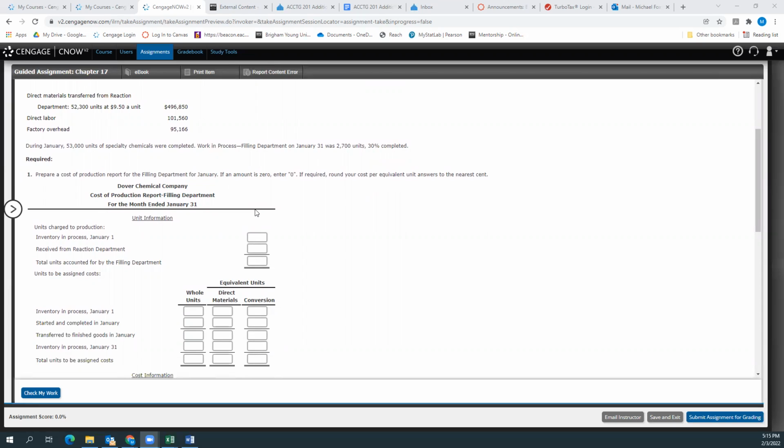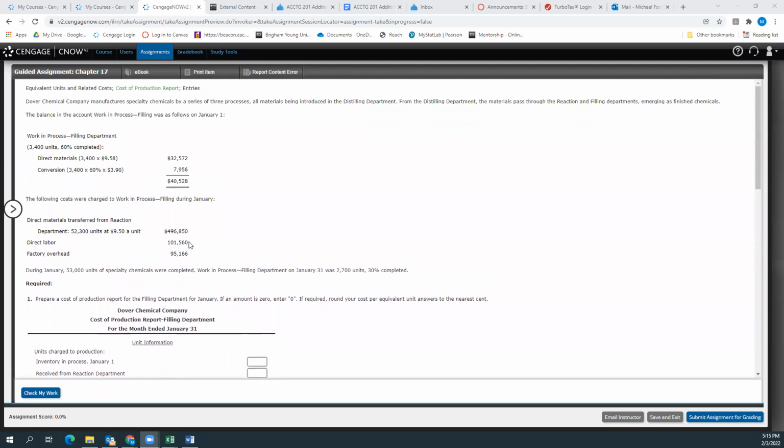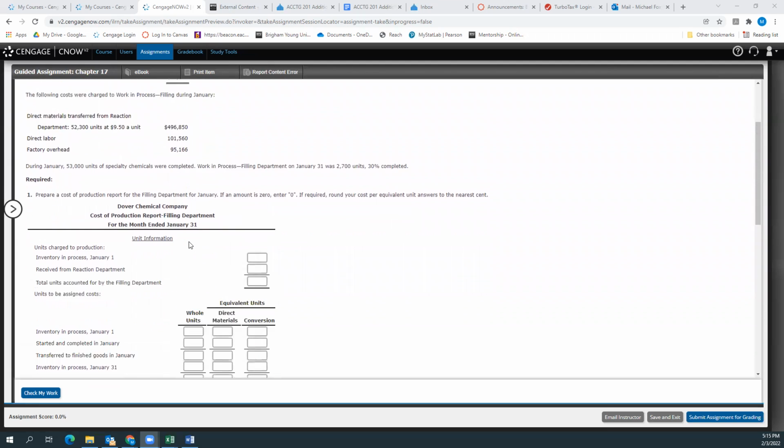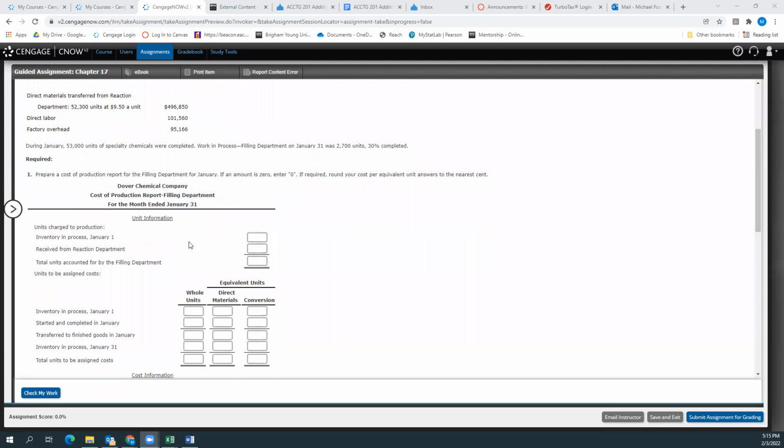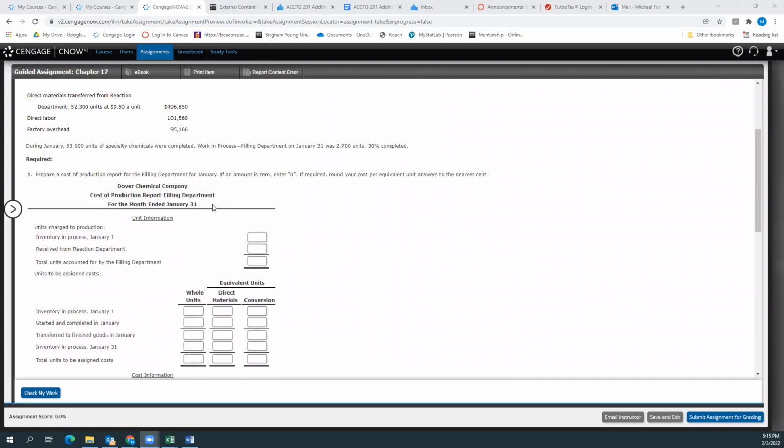The first thing up there is our units charged to production. One thing that's important as you get started is to recognize this top section is in units, and the bottom section is cost. So the top will be in whatever their units are. It just says units. It doesn't say if it's gallons or whatever, but it's the units. And then the bottom will be in dollars, okay?